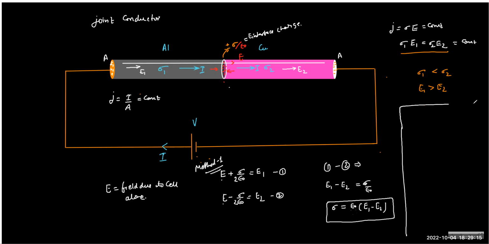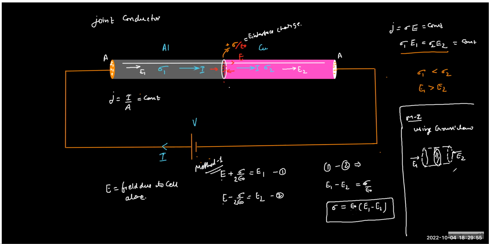So method 2 is using Gauss law, as for every interface we have done in capacitors. If you draw an interface like this, and draw a cylindrical surface, E1 is on this side and E2 is on the other. Always remember, E1 and E2 represent the resultant field in each medium. It is not the field of the cell.